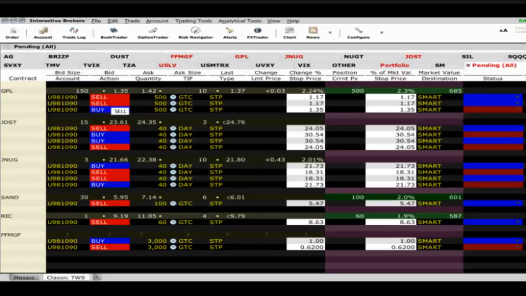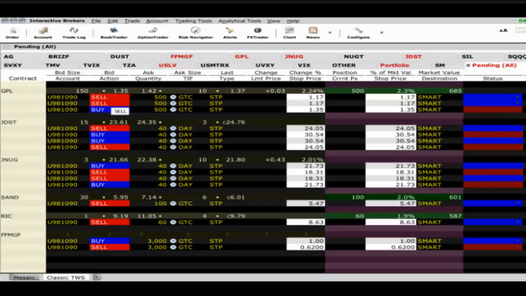The platform I like and I recommend, and I do not get paid, I'm not endorsed by them to recommend them, is Thinkorswim by TD Ameritrade, or Interactive Brokers. The Thinkorswim trading platform to me is by far the best that I've ever used. There's so much you can do with it. It's just amazing. I don't see how anyone can trade without it.